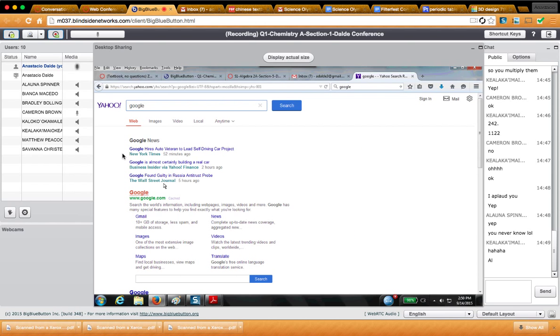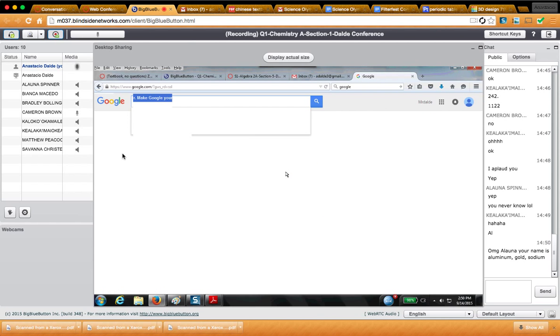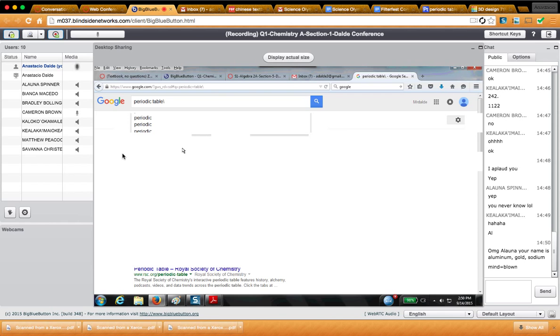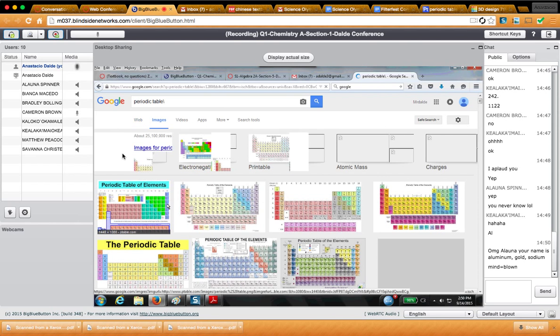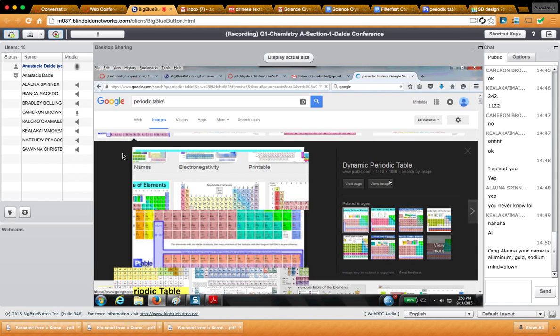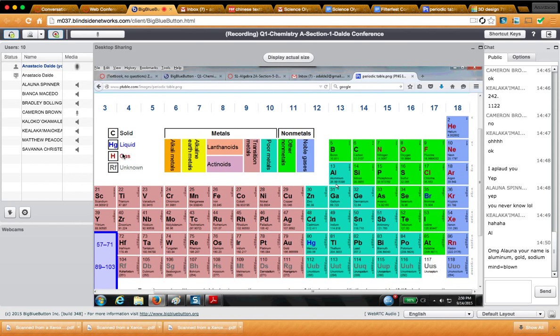Yes, please take me there, Google. I'm used to you. Periodic table. Images. Here we go. View image. Let's get close on it. Zoom in. All right. 26.98. Let's just leave it at that. 26.98 grams per mole. So if I had 1 mole of this stuff, it would weigh 26.98 grams. Okay, let's write that down.